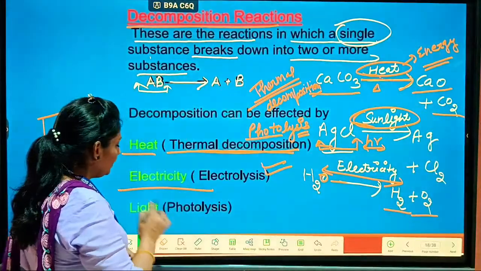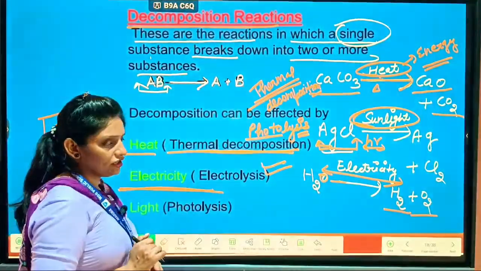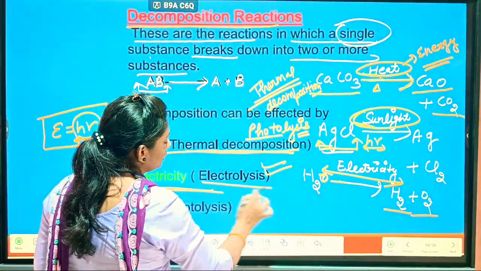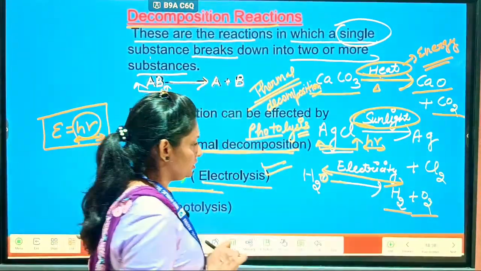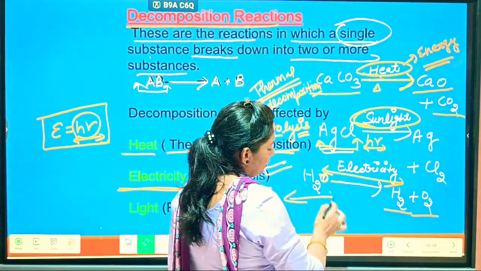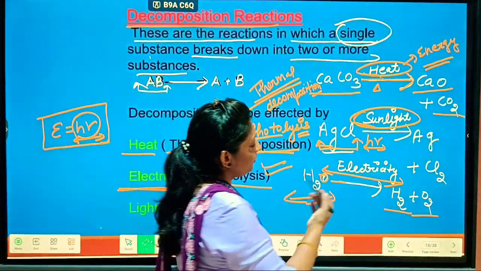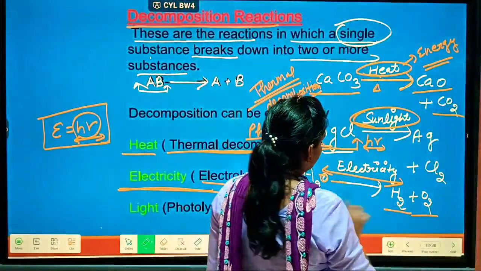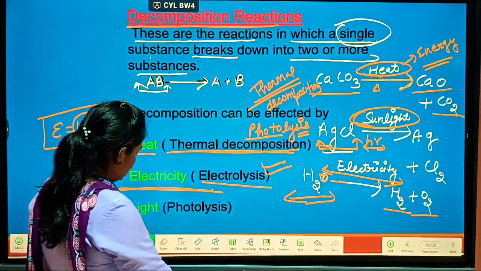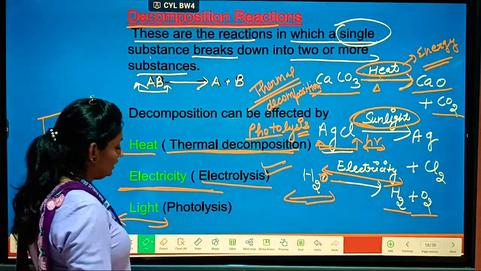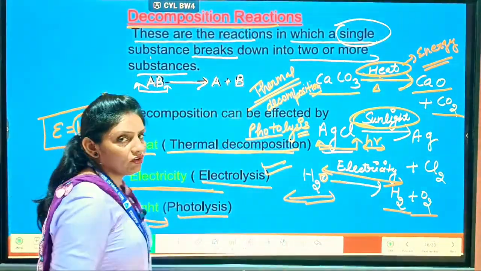If you provide energy in form of electricity, this is known as electrolysis. Like if we have water and we pass electricity through it, then it can break into hydrogen and oxygen. And students, if we provide energy in form of sunlight, then it is known as photolysis.